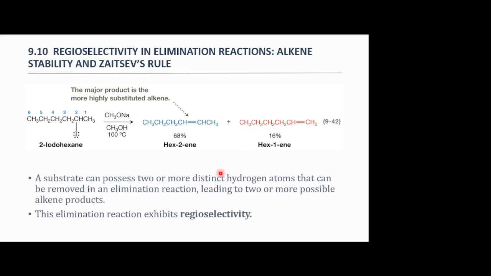This one's more substituted, isn't it? And so a substrate can possess 2 or more distinct hydrogen atoms that can be removed in an elimination reaction. This can lead to 2 or more possible alkene products. And this elimination reaction is going to exhibit what we call regioselectivity, that it selectively does it in a certain region. In this case, it's always going to favor the more highly substituted carbons, which is this one over here. The one that is less substituted is disfavored.